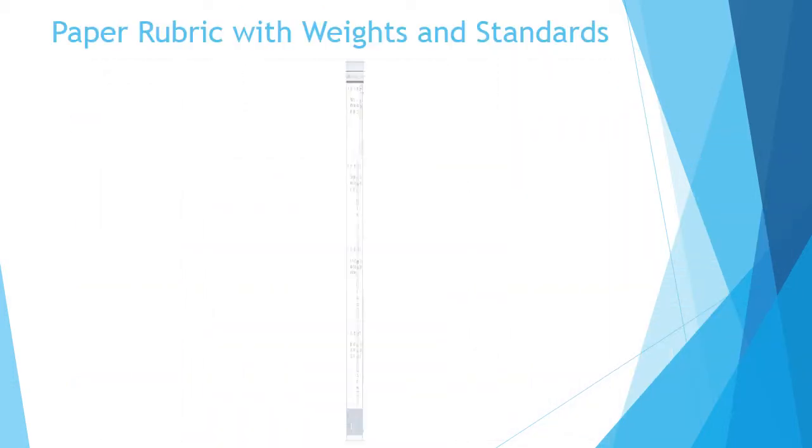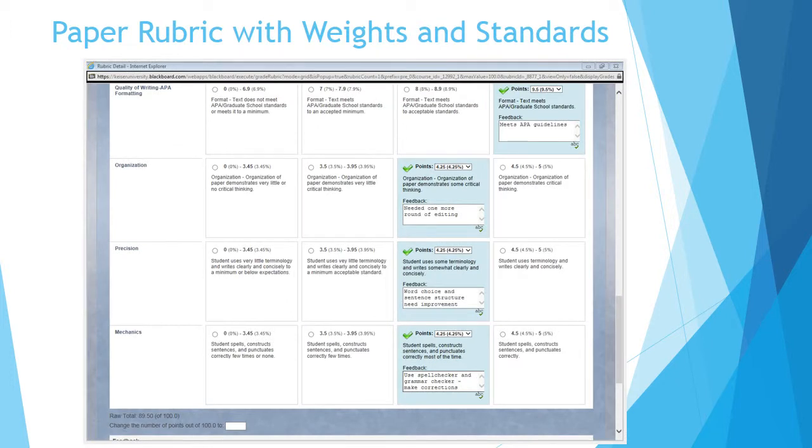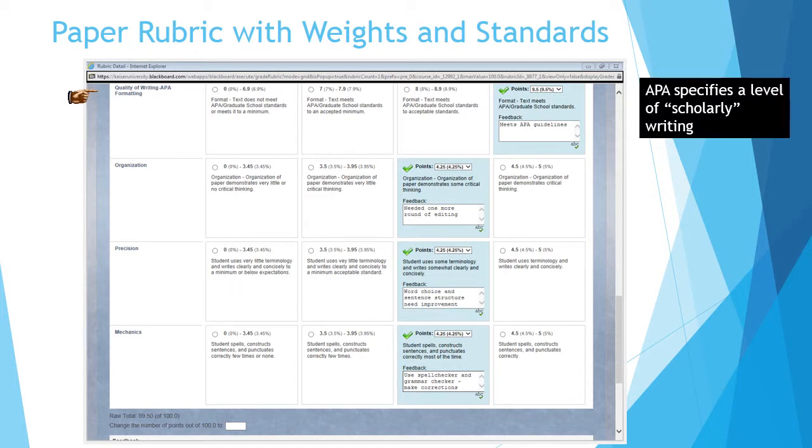The final category, or set of categories, have to do more with the mechanics of writing the paper. So the first one is the quality of the writing. There's a set of standards that the APA specifies with regards to professionalism, so you need to make sure that your writing is in that category, and what we're aiming for is called scholarly writing, and I'll talk about that in a little more detail.